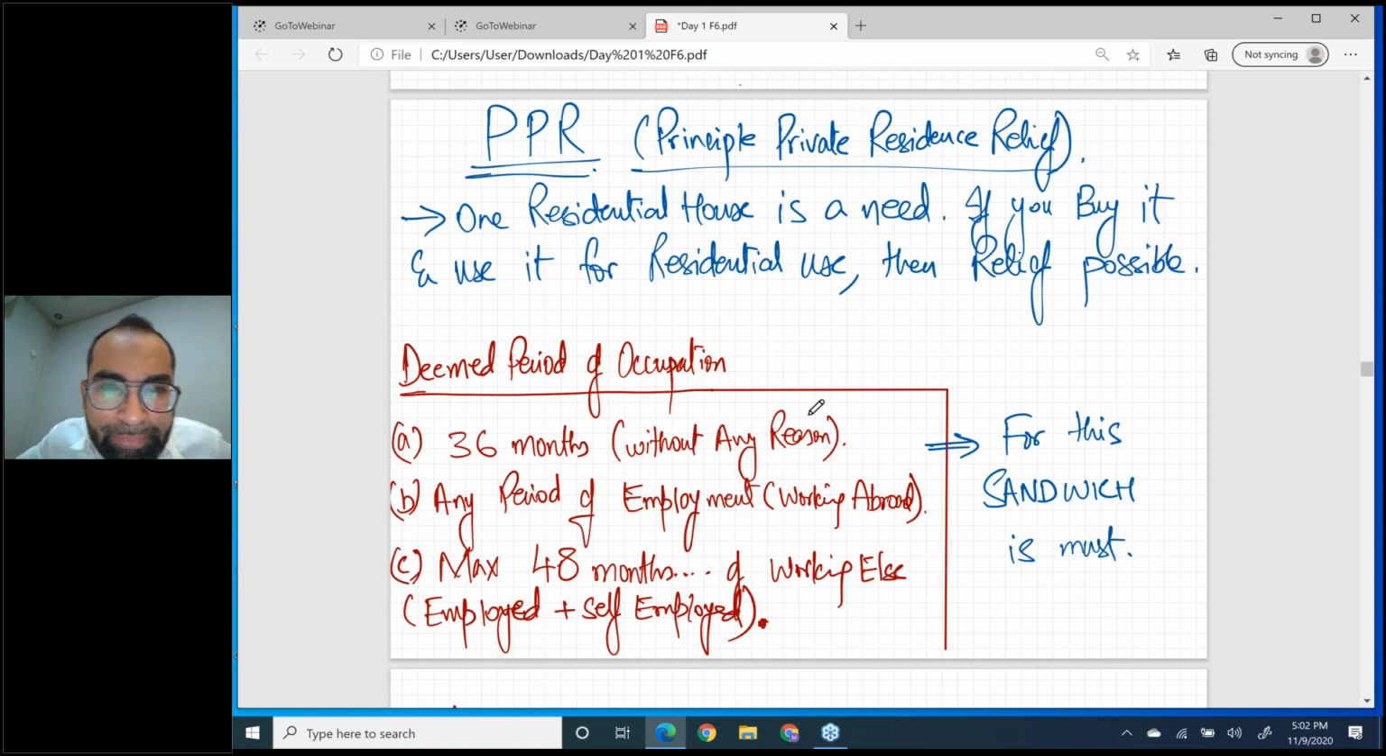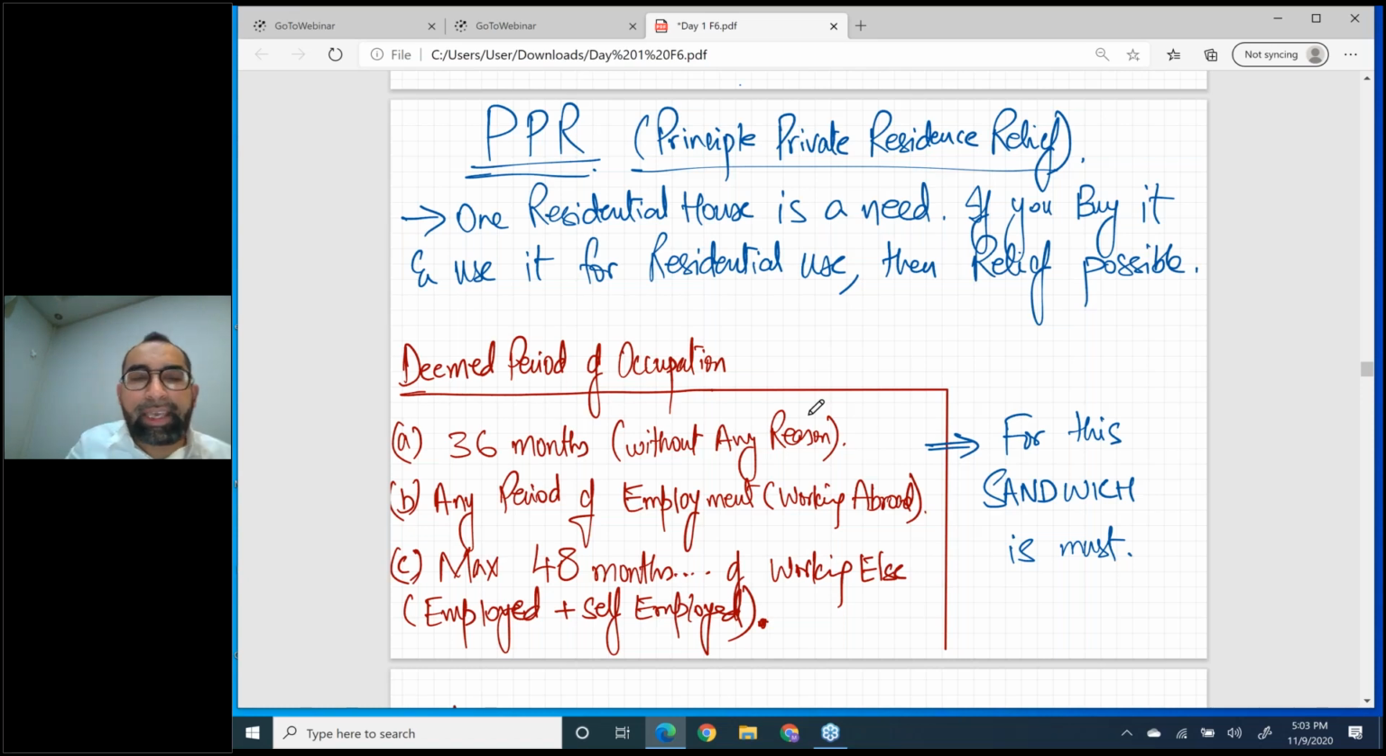Now the second topic is deemed period of occupation. Now listen, the UK government also knows that sometimes we also leave our private residence. We are human beings. We have to leave our house. Let us say we have to go for vacations, for marriage or our cousin's wedding, or for a job in another country. So these are human requirements. So what the government has said is, if you leave your house for A, B, C, still you will get the relief.